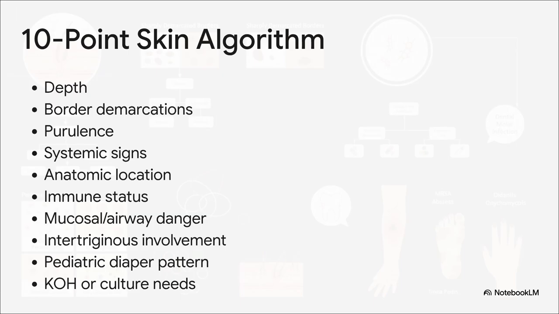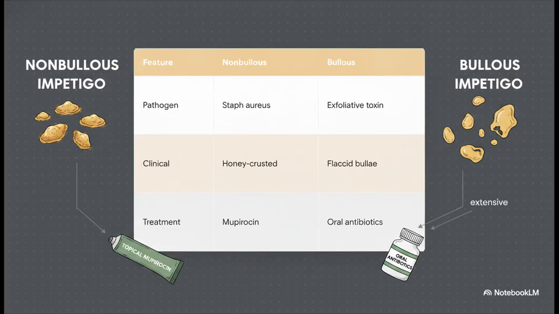So this 10-point framework is your entire diagnostic pathway. When you're reading a question stem, your brain should automatically be scanning for these specific variables. Think about it. How deep is the infection? Are the borders sharp or are they flat? Is there pus? What about the patient's immune status? We're going to use these exact branches today to systematically navigate through the highest yield derm infections. Let's start superficial with impetigo.